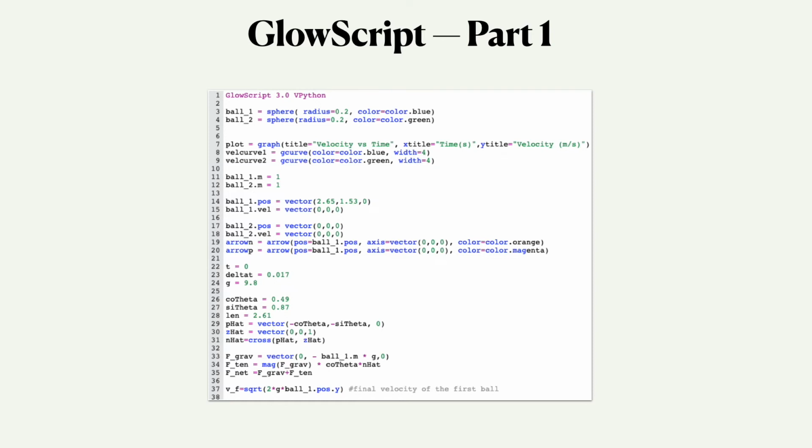Then I defined the position vector of the first ball by taking this data from tracker. I also defined cosine of theta with an initial value of 0.49 and the sine of theta with an initial value of 0.87, which I found mathematically. I also defined the length of the string.